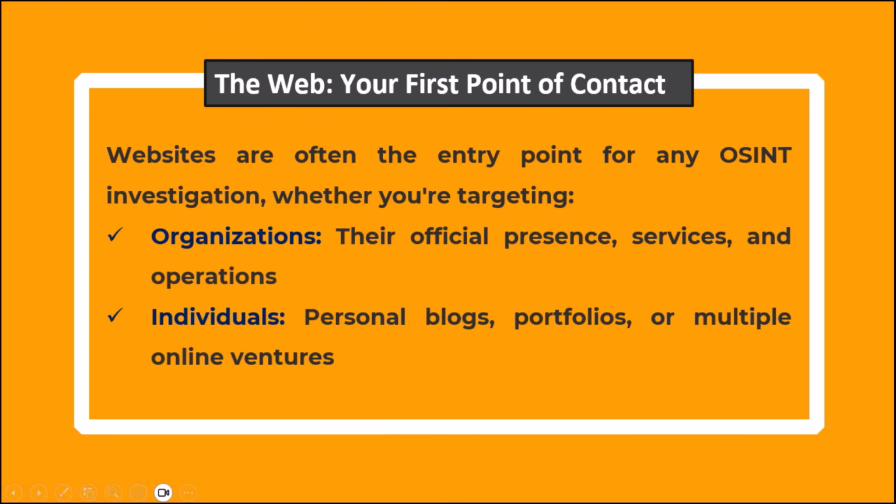Websites are unequivocally your first point of contact in almost any OSINT investigation. Whether you're targeting a large corporation, a small business, or an individual, their web presence, or lack thereof, is highly significant. Organizations use them as official storefronts and information hubs, and individuals often maintain personal blogs, portfolios, or various online ventures that serve as rich data sources. This makes the web an incredibly vast and accessible source of public information ready to be analyzed.